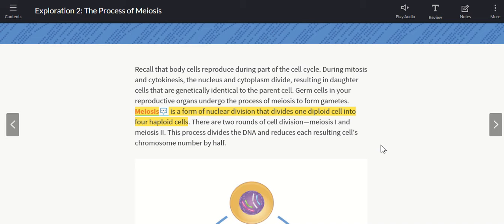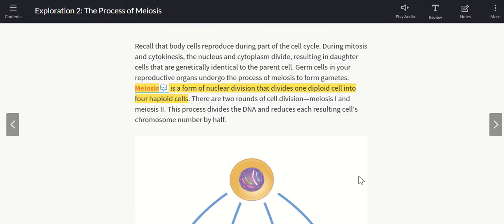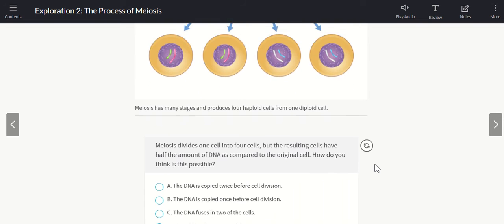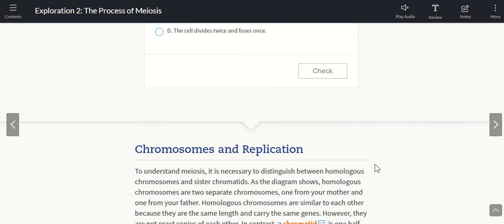So in this process, we're going to start out with a diploid cell, and we're going to end up with 4 of these haploid cells that we call gametes. Depending upon whether they're male or female gametes, we describe them as being sperm or egg. All right, so let's take a look at how this happens.